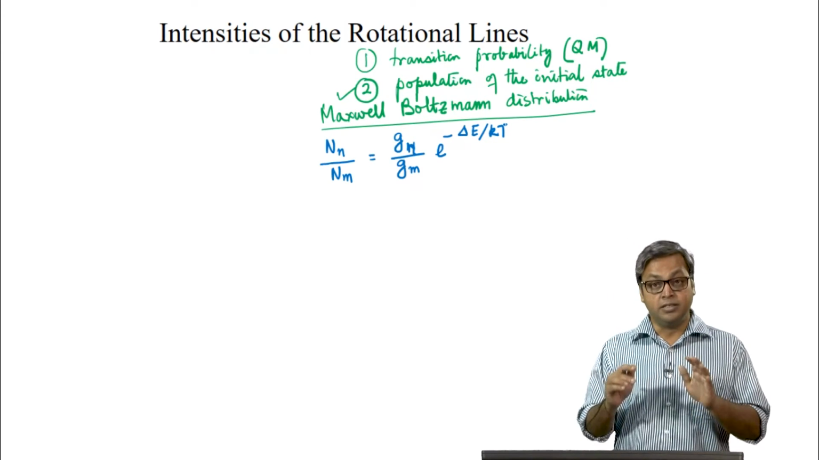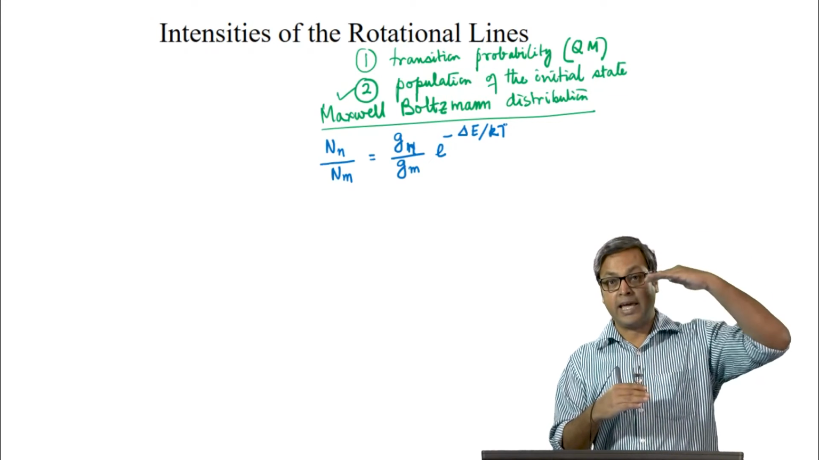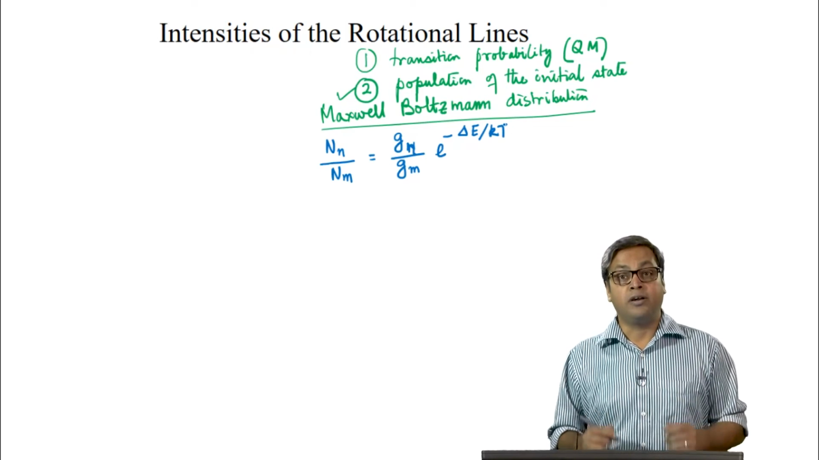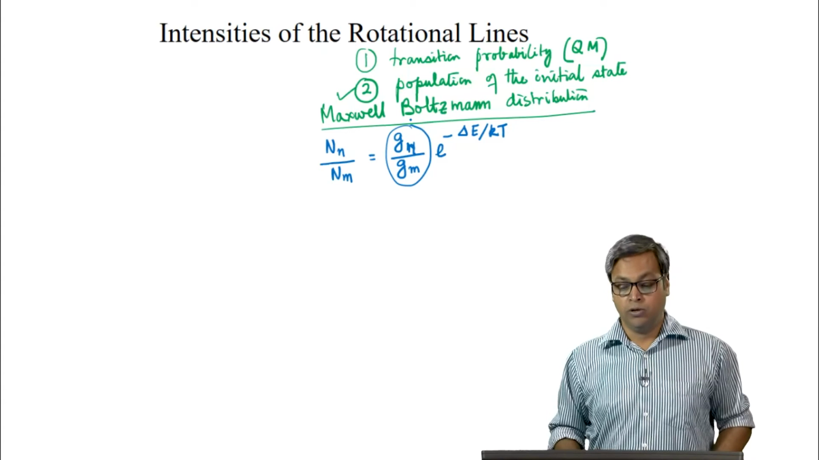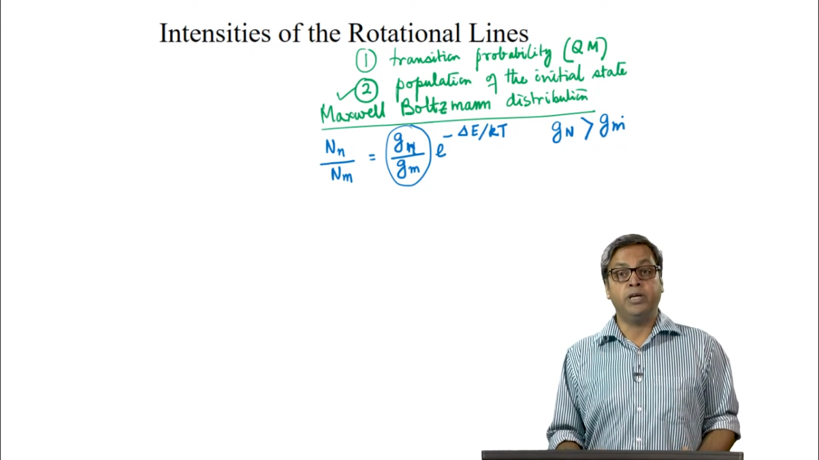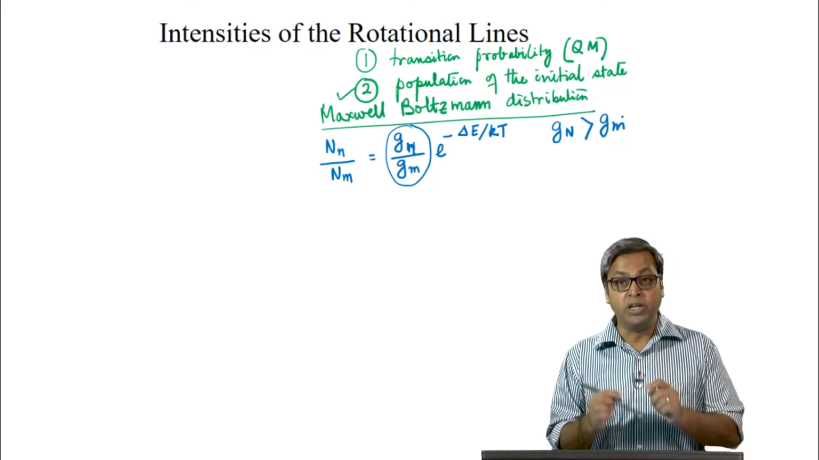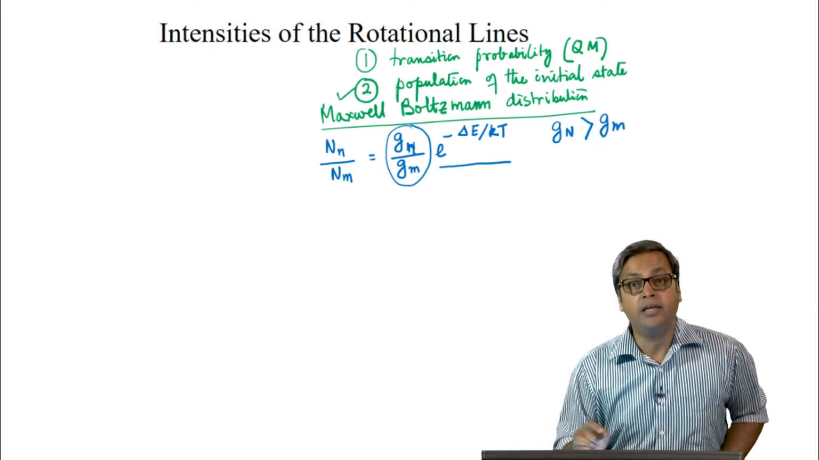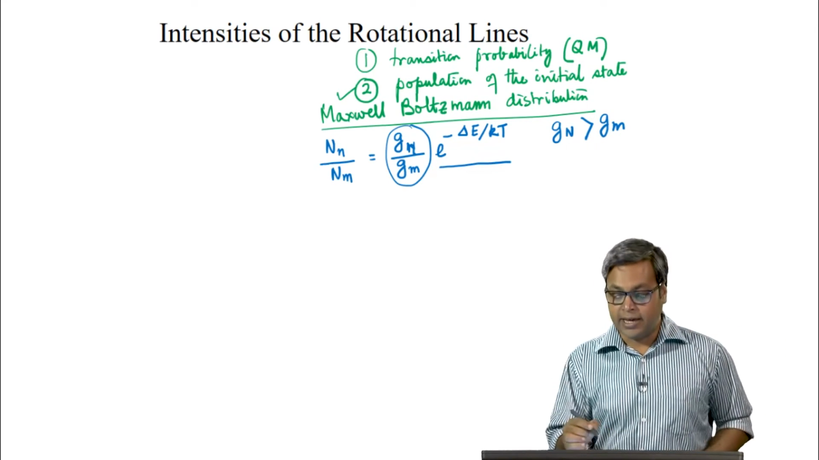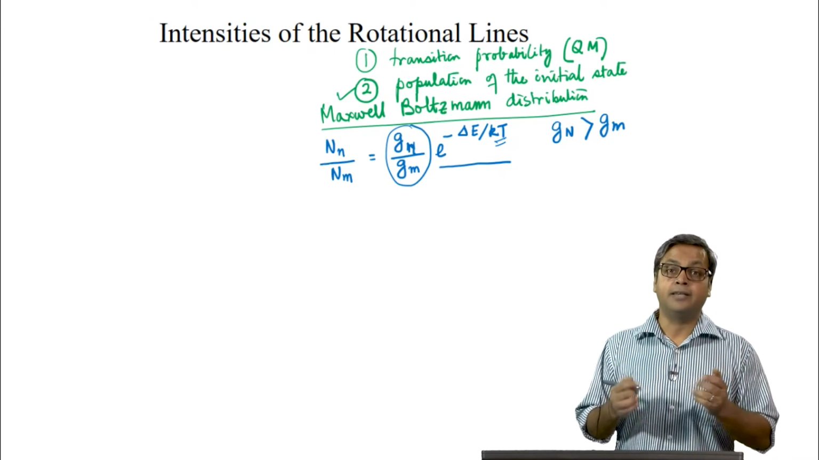Here G is the degeneracy, and this expression relates the number of molecules in the two states, the state n and the state m. The ratio of the number of molecules in the two states depends on the ratio of the degeneracies of the two states. So, if G_n is greater than G_m, more molecules will be in the n state. In addition, the ratio of degeneracy is multiplied by an exponential term e to the power minus delta E by kT, where delta E is the energy difference between the n and the m state, and kT is the amount of thermal energy available to excite the molecules in any of the excited states.